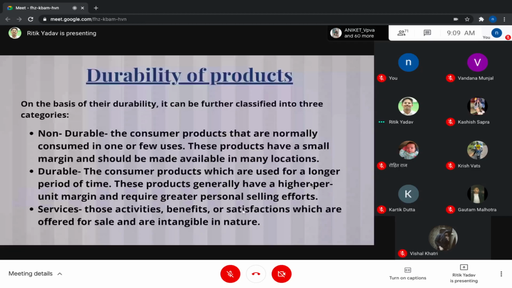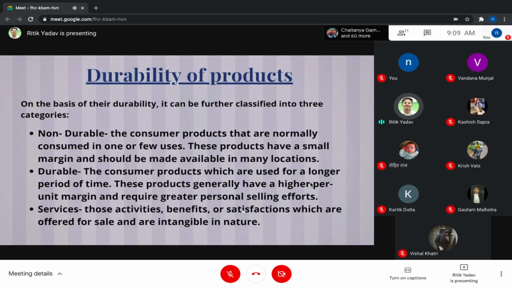Now the product is also categorized on the basis of its durability. On the basis of durability, a product can be classified into three categories. First is non-durable, second is durable, and third is services.